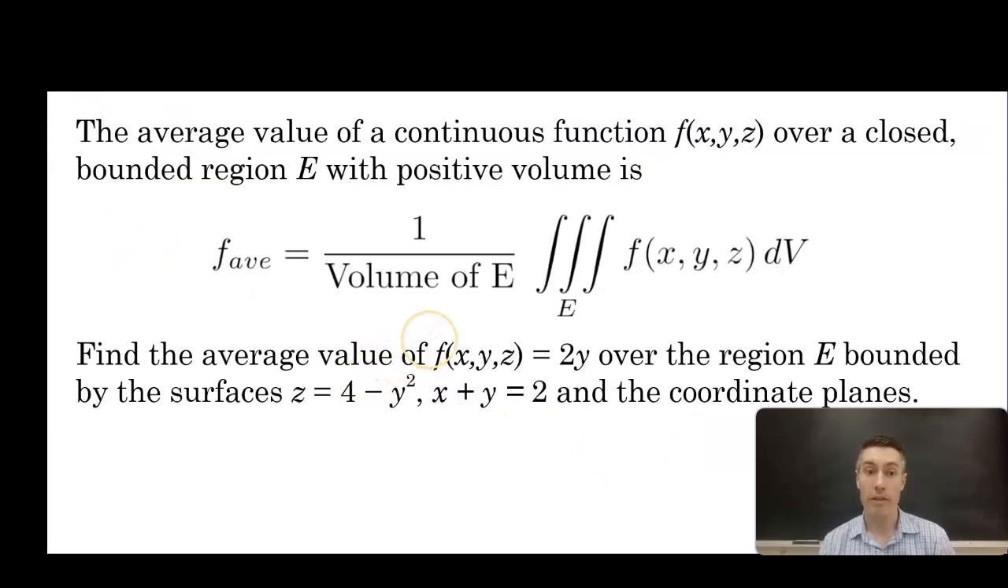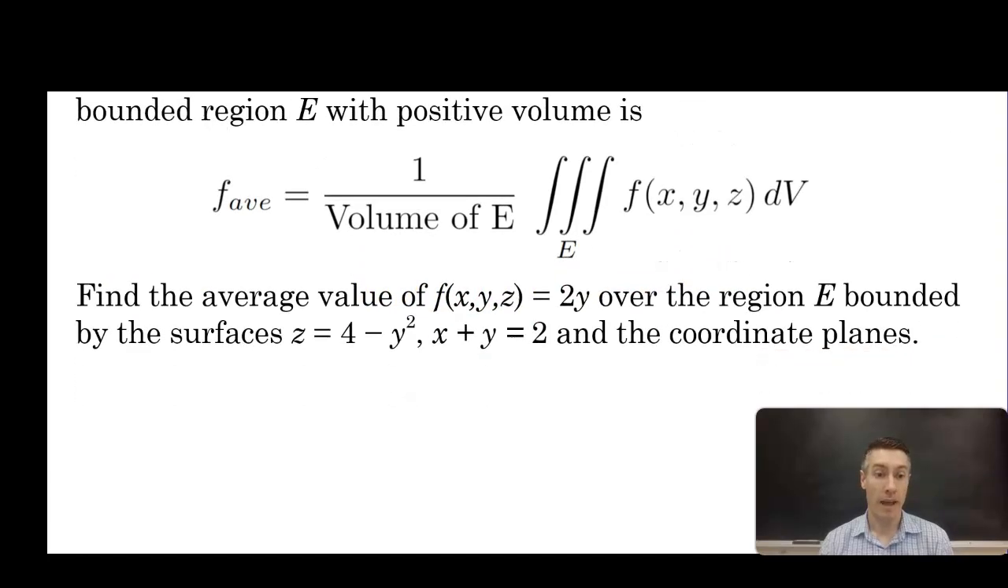And now we'll build off this into average value. So the average value of a continuous function f of x, y, z over a closed bounded region E with positive volume is 1 over the volume of the region E times the triple integral of the function over that same region. So extending the idea of average value now to triple integrals, we're going to divide the triple integral of the function by the volume of the region we're integrating over.